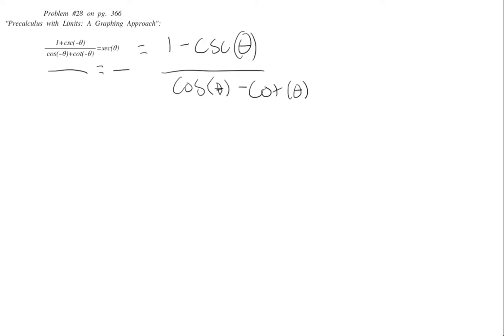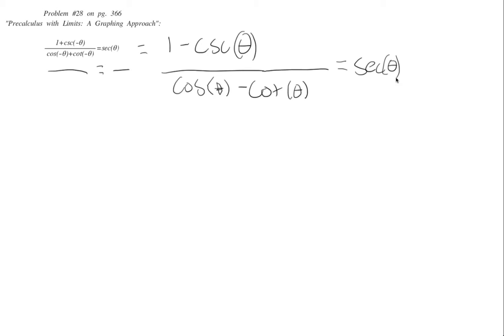So we're going to take 1 minus cosecant of theta, because cosecant's an odd function, so that means it becomes negative, divided by cosine of theta, because cosine, as we all know, is an even function, minus cotangent of theta, because cotangent is an odd function, so that becomes negative, equals secant of theta.